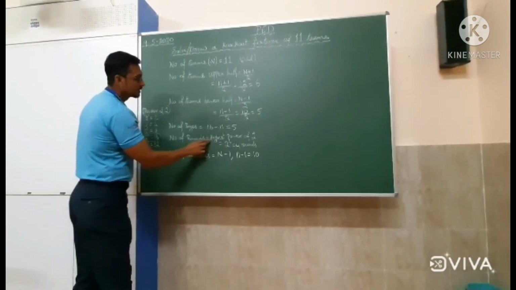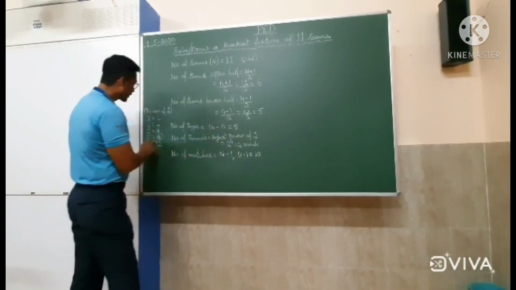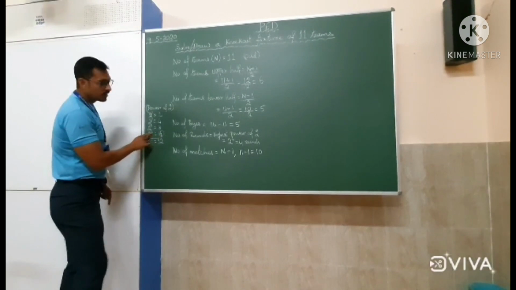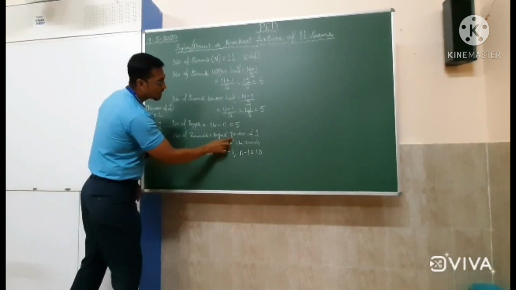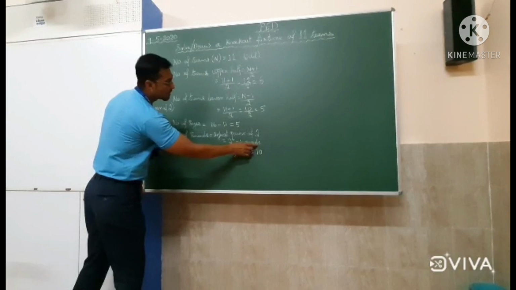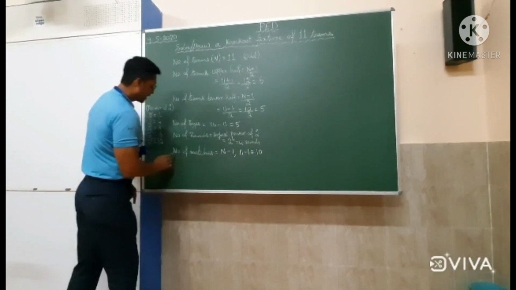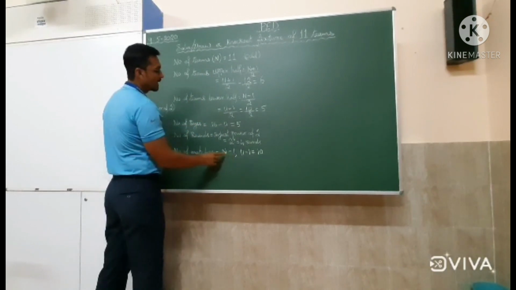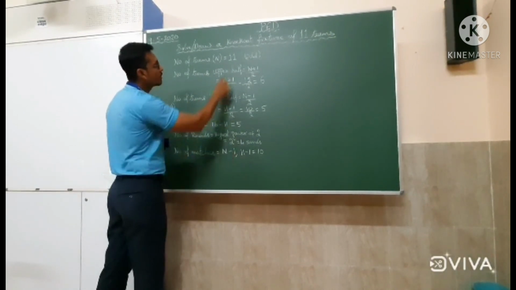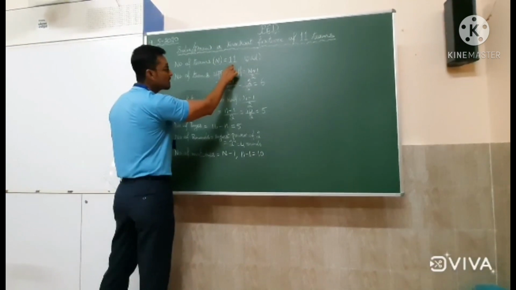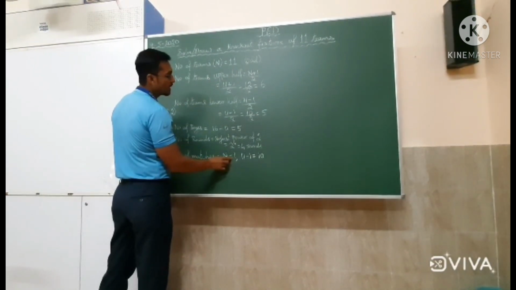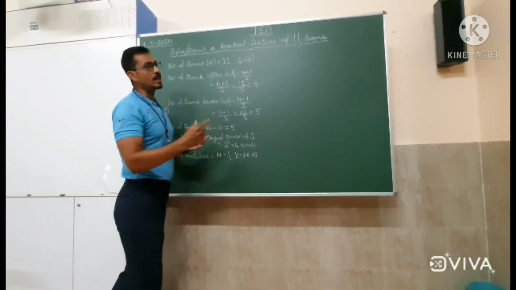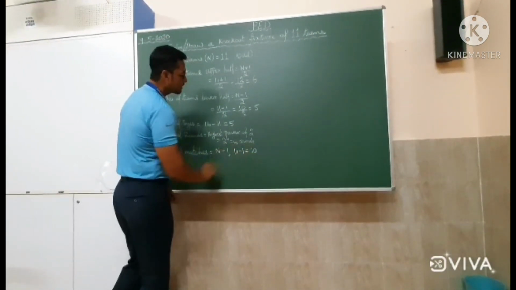The number of rounds is the highest power of 2. So you saw 2 to the power of 4, 16. This 4. So we will have 4 rounds. Number of matches in the tournament is very simple: n minus 1. How many teams are there? 11 teams. So n minus 1, that is 11 minus 1, 10. It's very simple. Number of teams minus 1 is how many matches are played in this tournament.